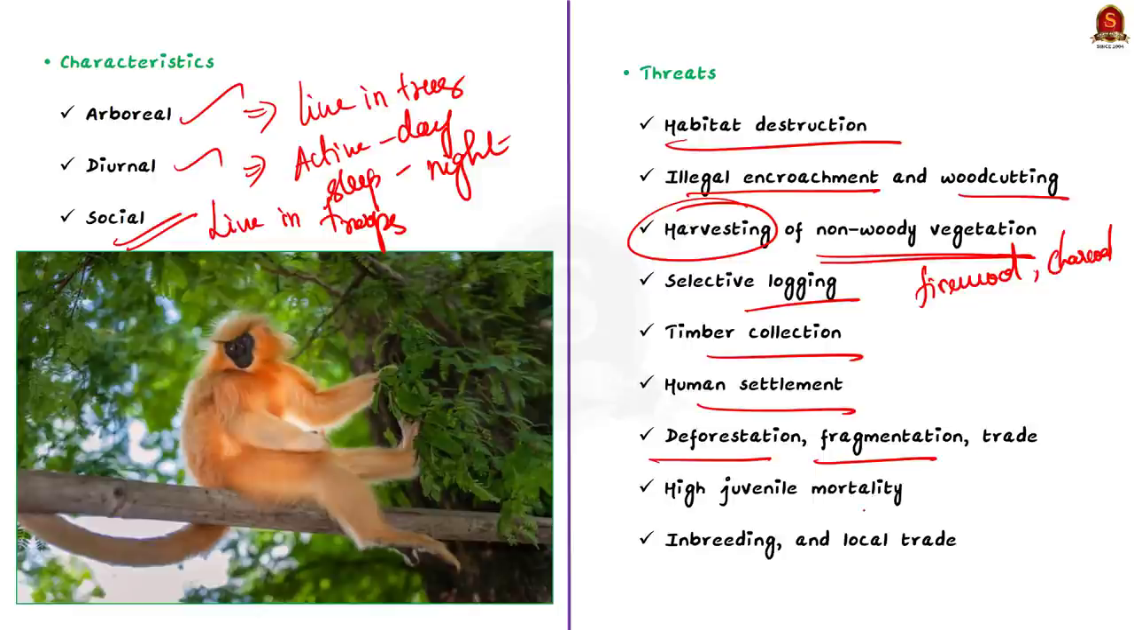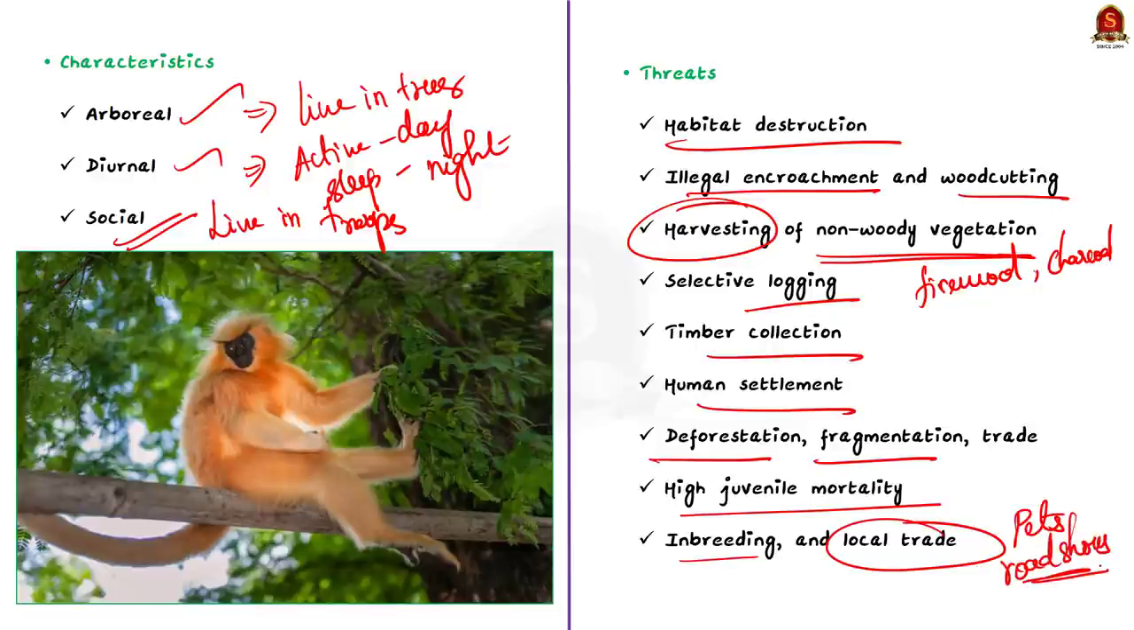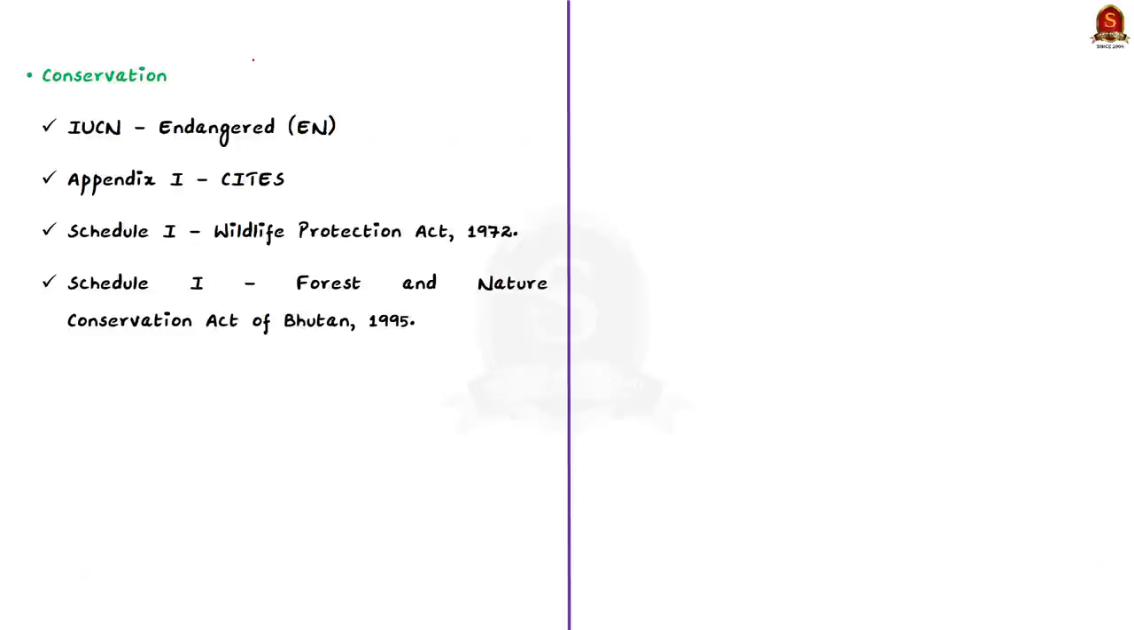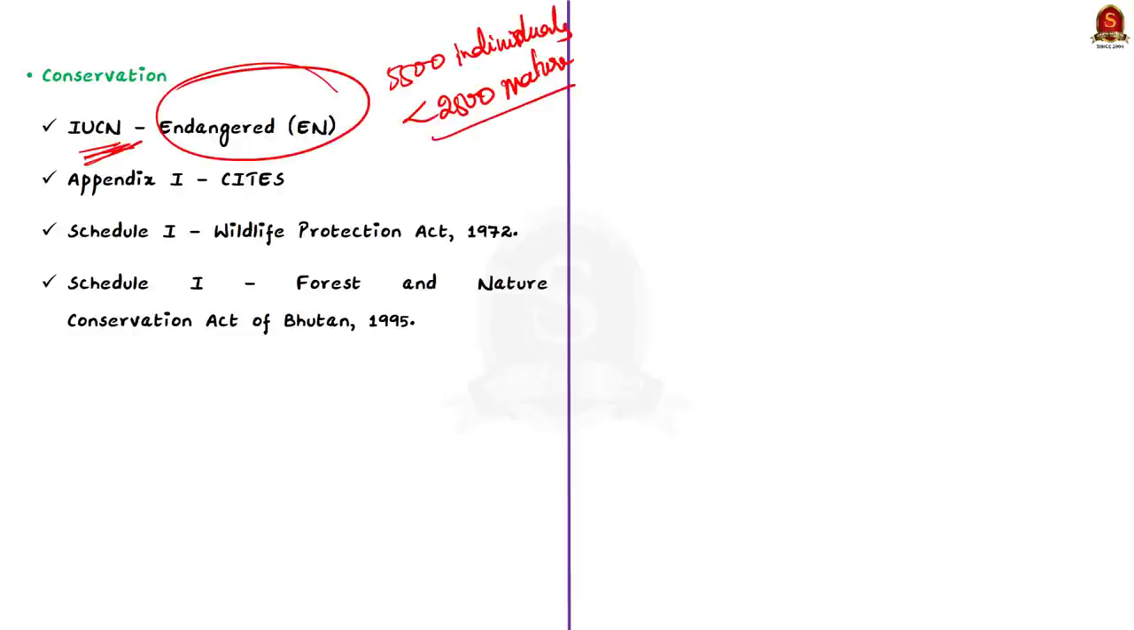Then because of domestic dogs, high juvenile mortality, inbreeding, and most importantly, sometimes these are used in local trade as pets and they are used in road shows also. So having seen the threats, now let us see the conservation status of the golden langur, which is very much important for your prelims. According to the IUCN Red List, the total population size of the golden langurs is only 5,500 individuals, with less than 2,500 mature individuals globally. Overall, the species numbers are decreasing and it is currently classified as endangered on the IUCN Red List.